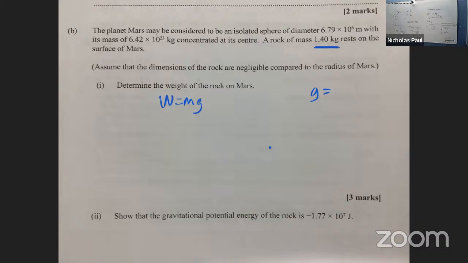I just get G. G is equal to big G by big M, in this case the mass of Mars, all over R squared. That R squared means diameter divided by 2, then squared. Right, you gave it the diameter.